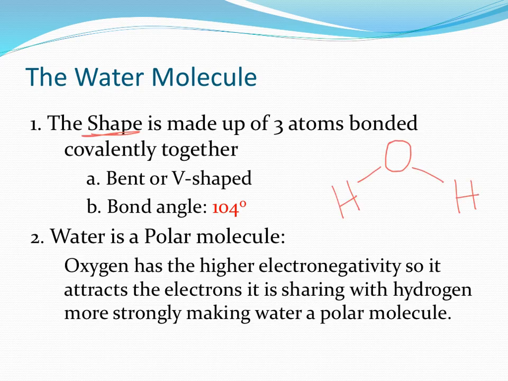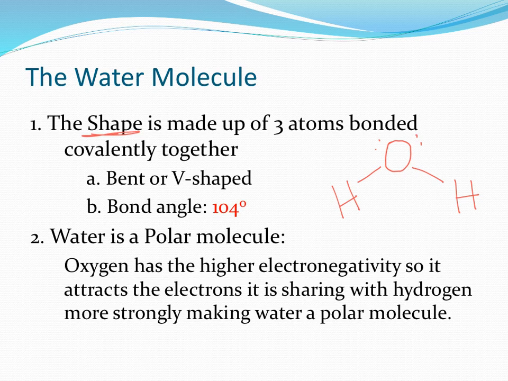The water molecule has 3 atoms, 2 hydrogens and 1 oxygen. And when you do the Lewis structure, there are 2 bonds and there are 2 lone pairs around the oxygen. So when you have 2 bonds on a molecule and then 2 lone pairs, that's going to make a bent or V-shaped molecule. And our bond angle here is 104 degrees.